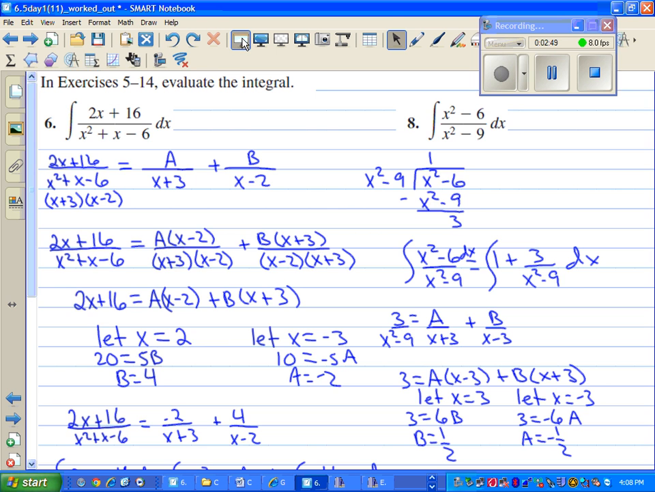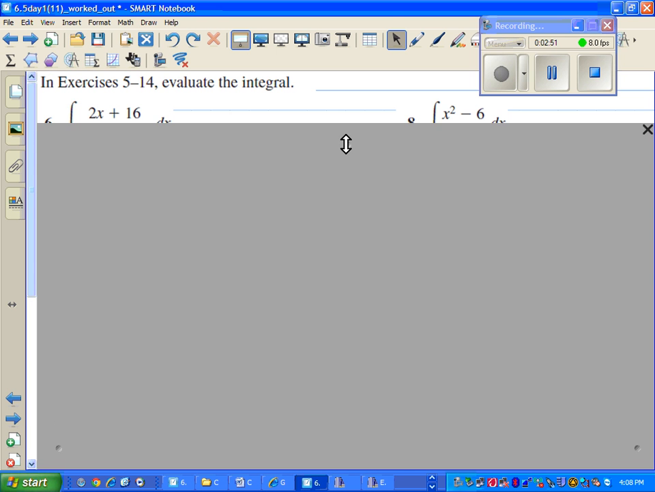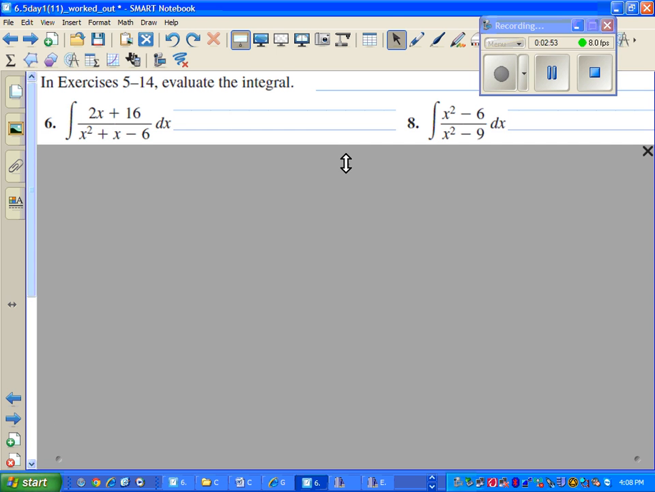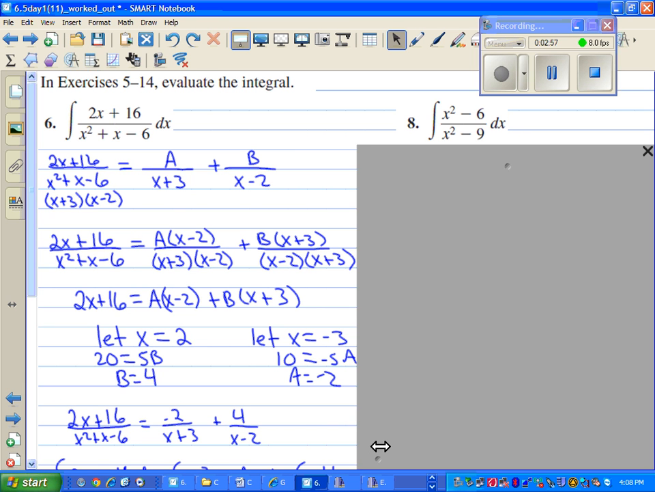Let me cover up some of this so you don't get overstimulated with all this. Let's ignore number 8 for right now. Like this isn't enough to look at.